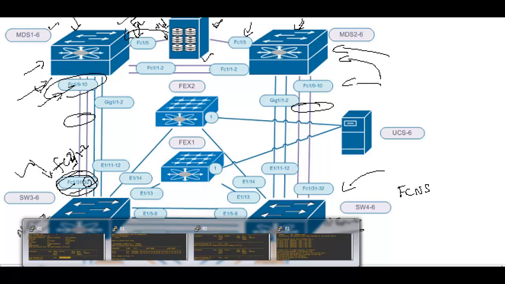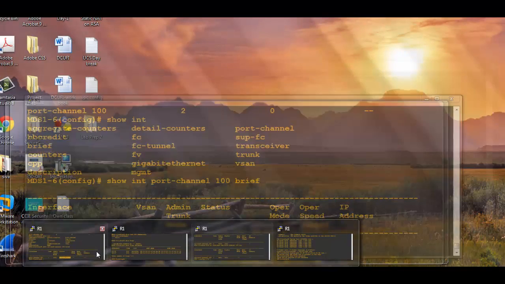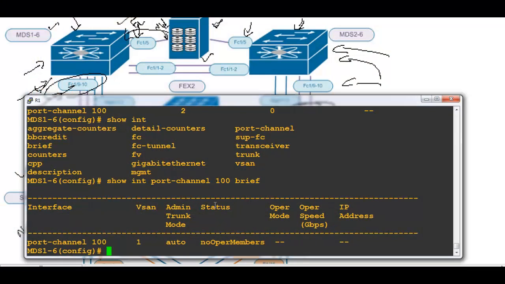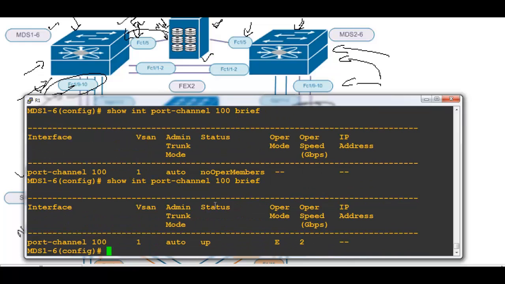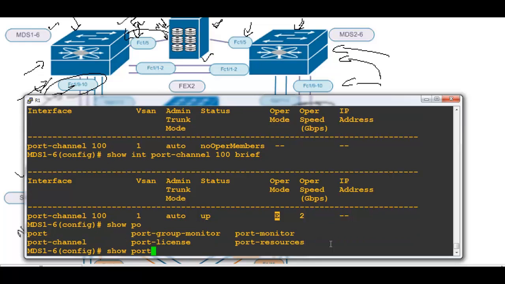Now I want to check. Yeah, we will do that. Before that, I want to check whether here. Okay, here E has come. Wonderful. Here E has come. And one more thing I want to see here. Show port channel. Sometimes, you know, this operation mode will not negotiate. We need to give manually. Here it is coming automatically.